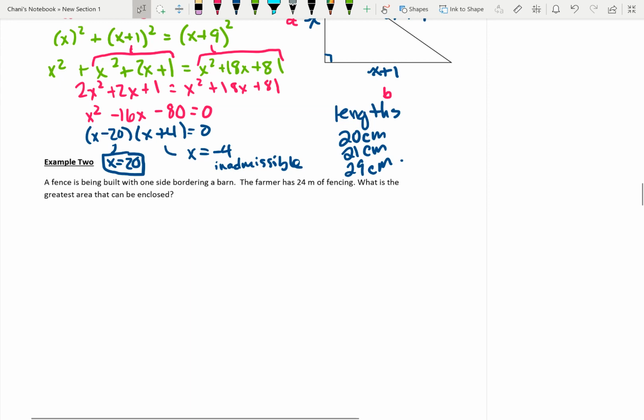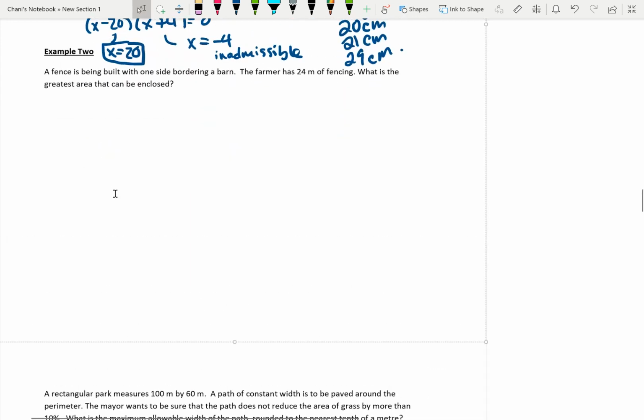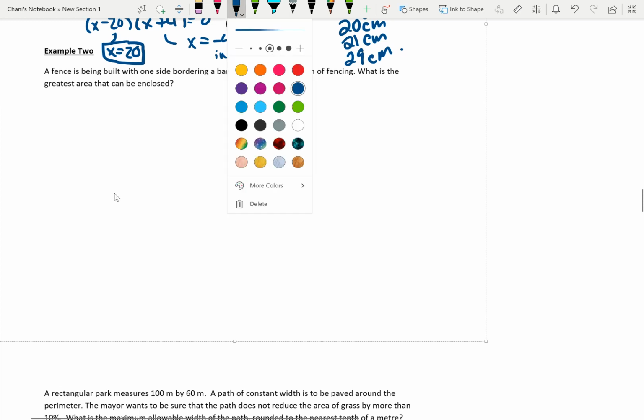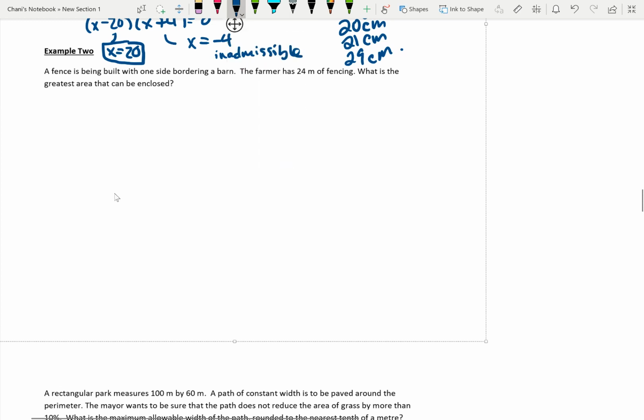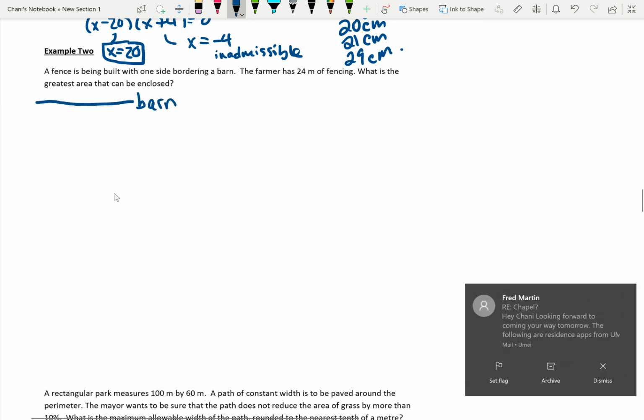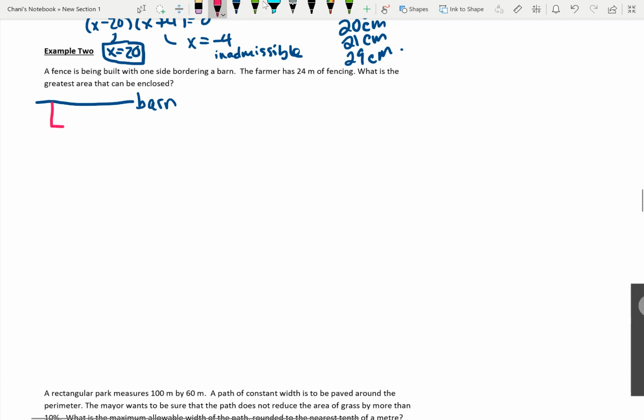Okay, example 2 is a very typical style of area question where you are given 3 sides of a fence or some kind of boundary that are bordered by something like a barn. This is going to be a very common style of question. It is very important that you study this question. A fence is being built with one side bordering a barn. So you can imagine here's the barn, and here is the fence. We only care about 3 sides, so we'll say that there are 2 widths and only 1 length.